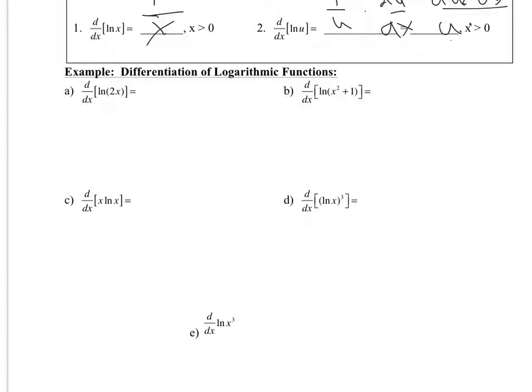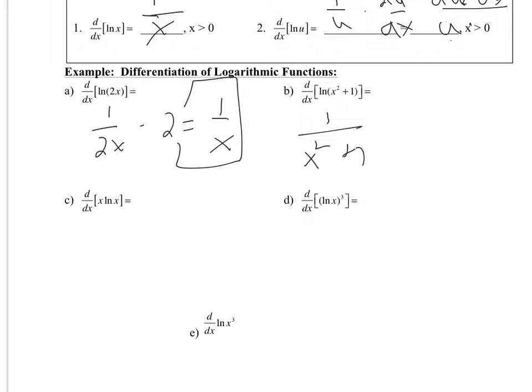So let's go ahead and knock out a couple of these examples. The derivative of this one is just 1 over 2x, but then you multiply by the derivative of the inner function, which is just 2, so it reduces to 1 over x. No big deal. Okay, so in b over here, that one is 1 over x squared plus 1. And then you have to multiply by the derivative of that inner function, which is just 2x. So it's 2x all over x squared plus 1. Just that easy to come up with.